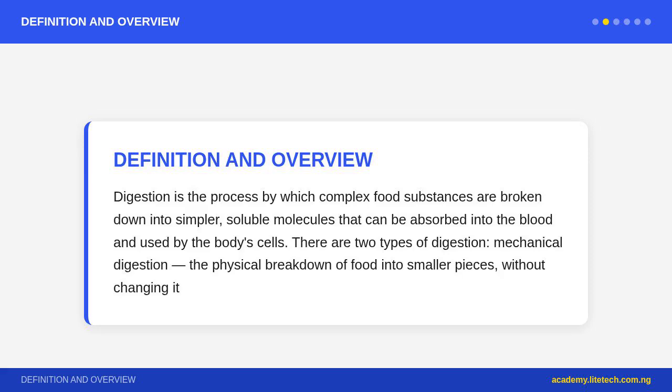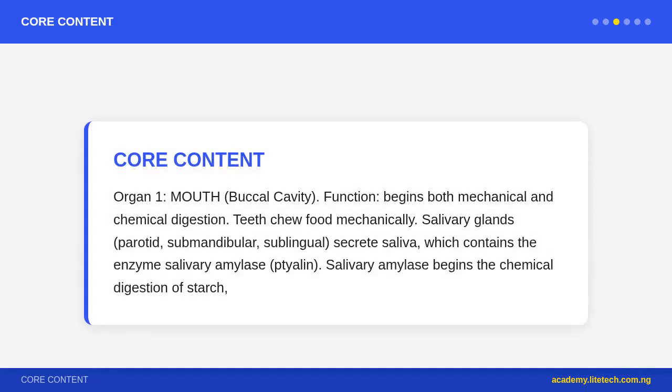Organ 3, stomach. Function: a J-shaped muscular sac that stores food and performs both mechanical and chemical digestion. The stomach wall contracts and churns food, mixing it with gastric juice. Gastric juice contains hydrochloric acid, HCl, which kills bacteria, activates pepsinogen to pepsin, and provides acidic pH; pepsin, an enzyme that begins protein digestion, breaking proteins into smaller polypeptides; and renin, mainly in infants, which curdles milk protein. The acidic mixture in the stomach is called chyme. Food leaves the stomach after 2 to 4 hours through the pyloric sphincter into the small intestine.